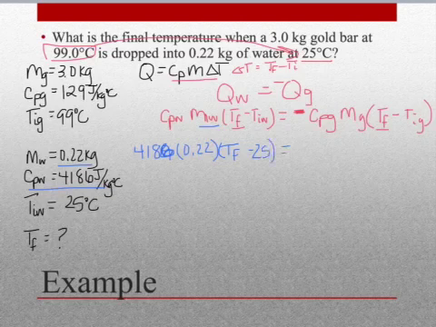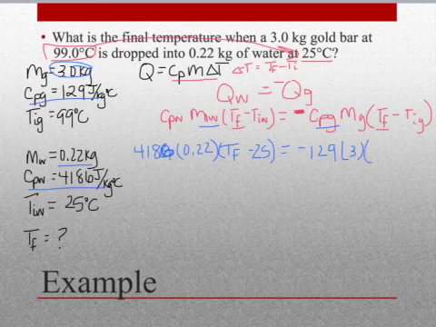Now I do the same thing on the other side, and I have this negative sign here, and I have 129 as our specific heat capacity of gold that I plug in. Our mass of gold is 3 kilograms, so I'm going to multiply that by 3. Then we multiply by the final temperature minus our initial temperature of 99 degrees. And now we can start solving the problem.